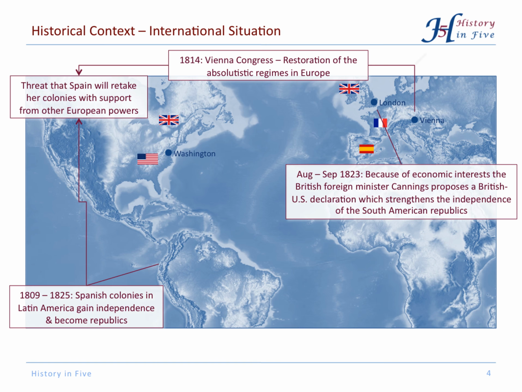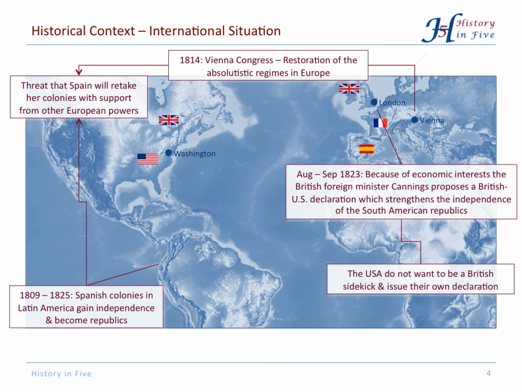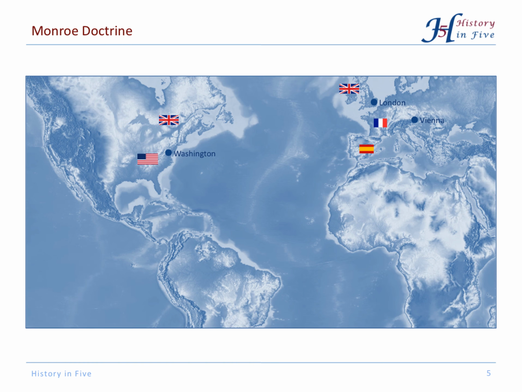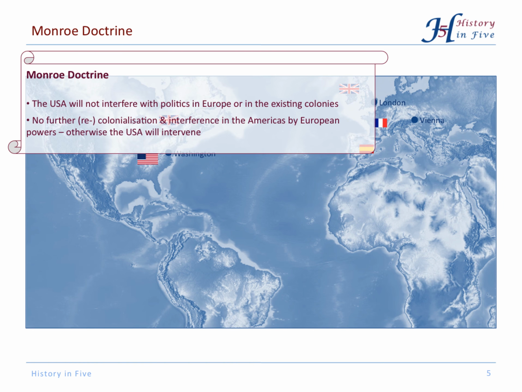But the US didn't want to be a sidekick of the British, and they issued their own declaration, as mentioned, in the State of the Nation Address, 2nd of December 1823. So the Monroe Doctrine is actually quite simple to understand. The US simply said, we will not interfere in Europe or with the affairs in the existing colonies. But there will be no interference of European powers in the Americas, otherwise the United States would intervene.